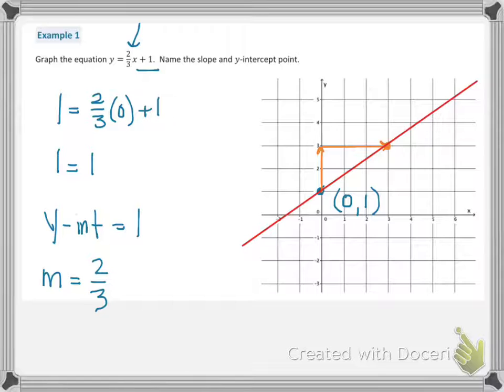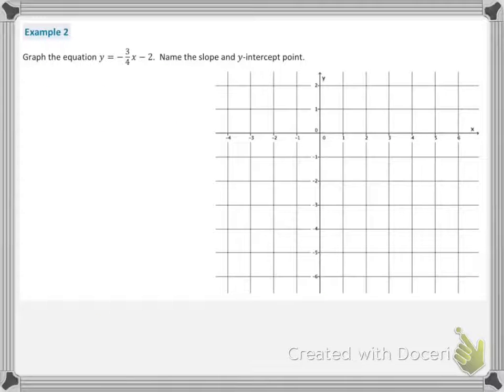All right. Example 2. Graph the equation y equals negative 3x minus 2. Name the slope and the y-intercept. Well, right away I can name the slope. The slope, if I use a pen, the slope is equal to negative 3, right? That's the coefficient of x. And the y-intercept, b, is this constant, negative 2.